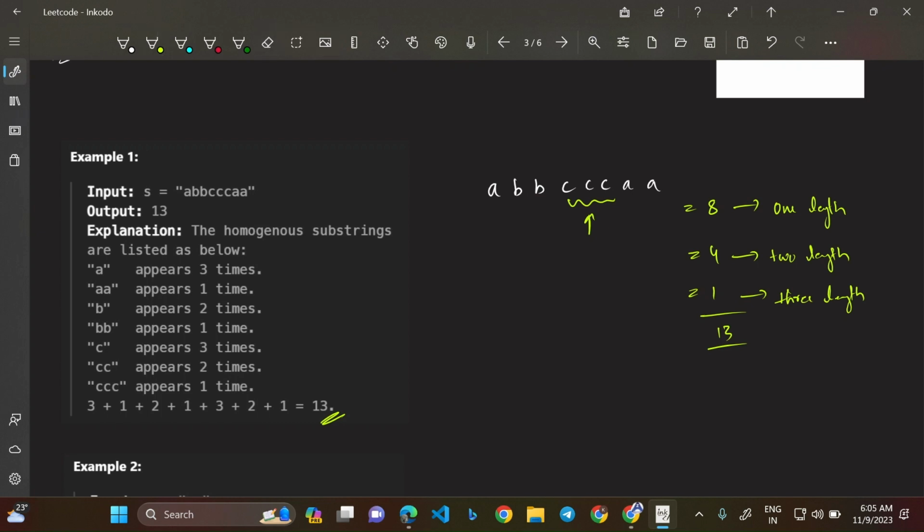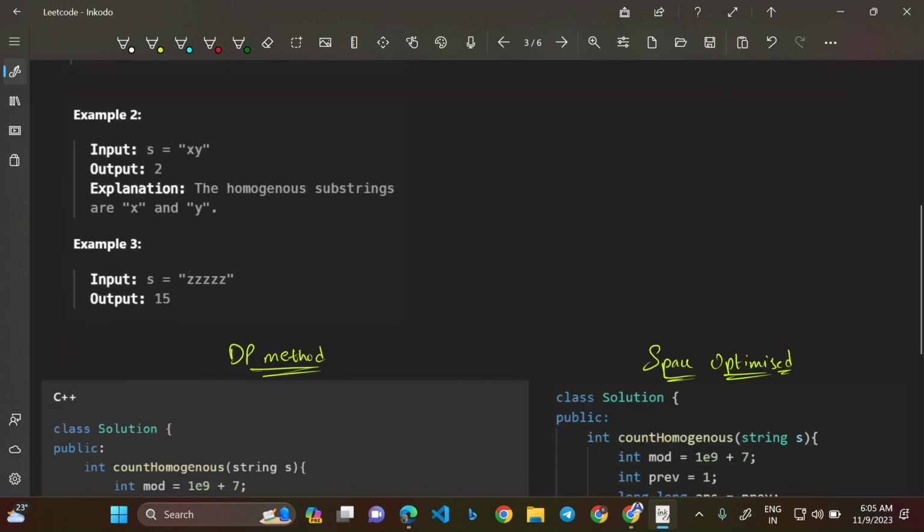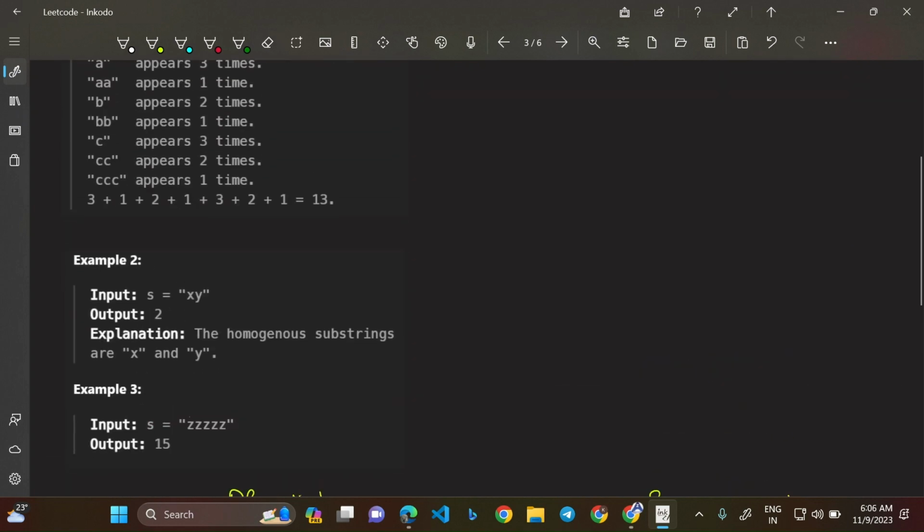All right, so I hope you people understood. So I'll just erase this part. Pretty simple. We'll just go through the examples and then figure out the approach. And same is the case here, xy. In xy there are only two characters, so each would be contributing to one length substrings. This is individually a one length homogeneous substring, this is individually a one length homogeneous substring, so totally 2 is the answer. So that is the reason 2 is the output.